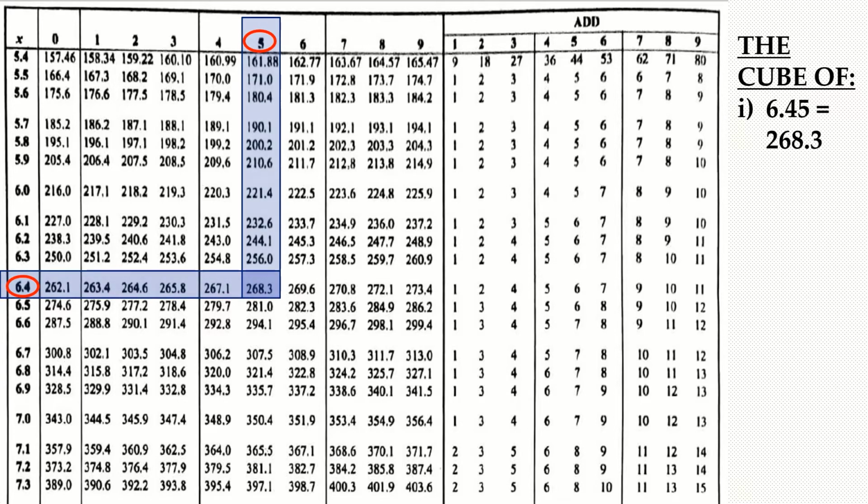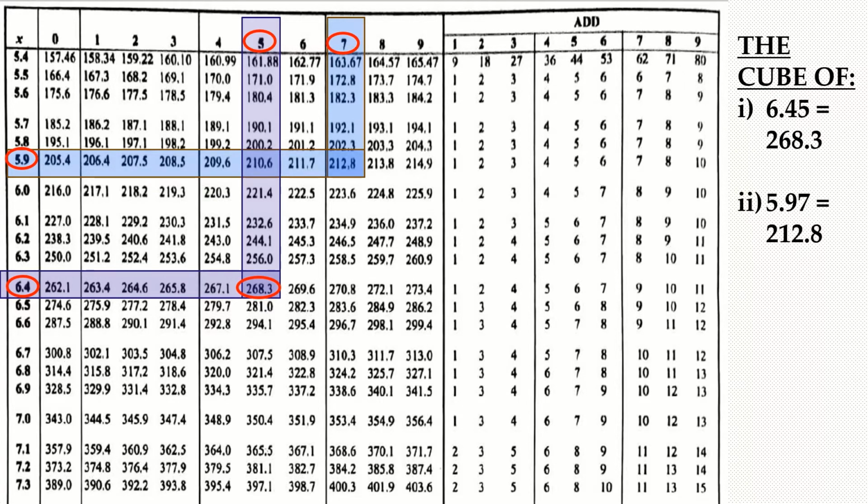I hope that is what you're getting, because as you can see, I've circled 6.4, and I've also circled the 5, and you cross-check on that. The number that is tallying with my 6.4 and 5 is 268.3. Then we have another number, which is 5.97. I go to the x column and I check my 5.9. I circle that.